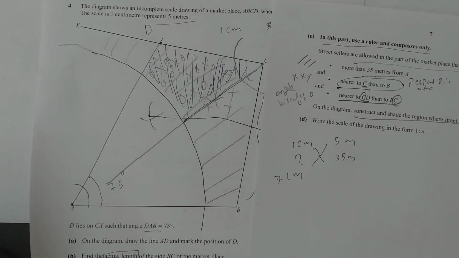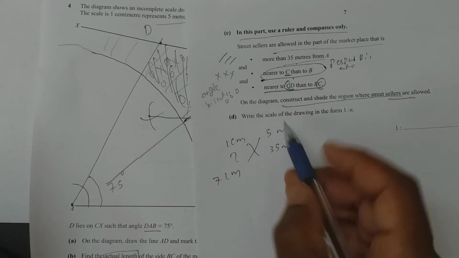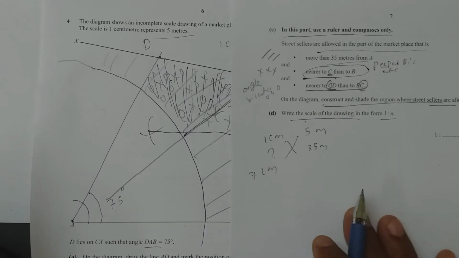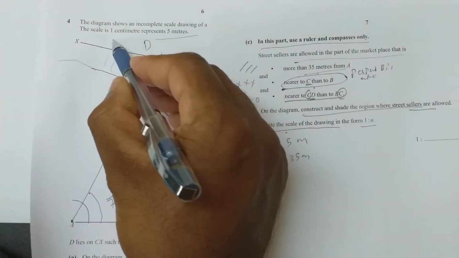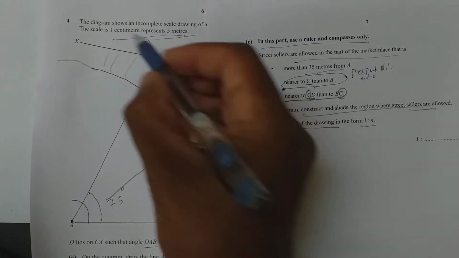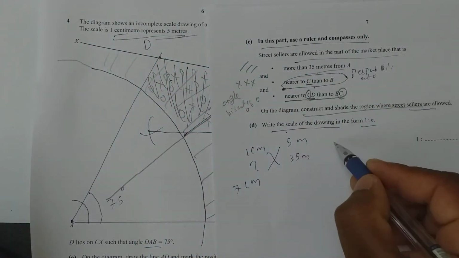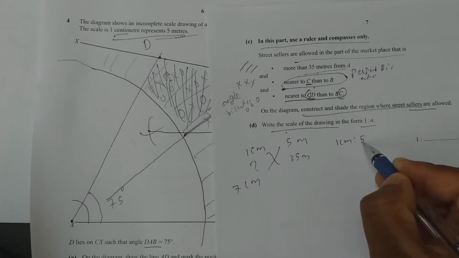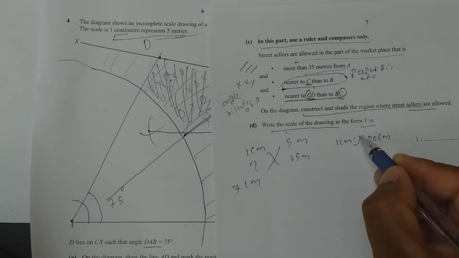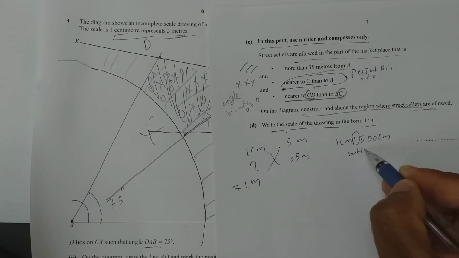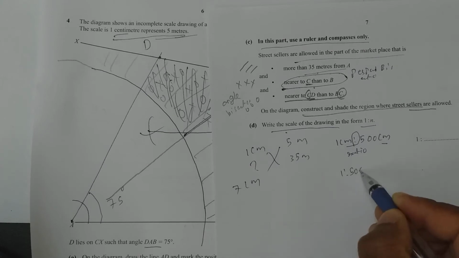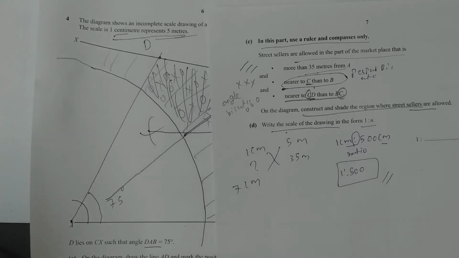Okay students, now next one. Write the scale of the drawing in the form 1:n. In the question it was 1 centimeter represents 5 meters. But in the scale, both the units have to be the same. So I should not write 1 centimeter to 5 meters. I should write 500 centimeters. Whenever you are writing in terms of ratio, the units are supposed to be the same. So the answer is 1:500. Okay.